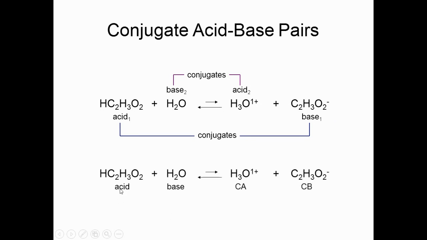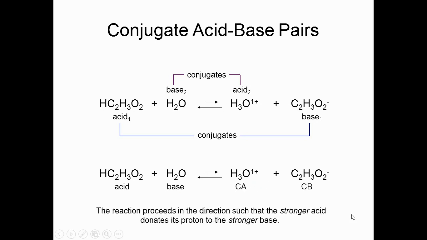So I've identified the acetic acid as my acid, and its conjugate base is the acetate ion. I've identified water as acting as a base in this example, and its conjugate acid is the hydronium ion. And as we mentioned, the reaction proceeds in the direction where the stronger acid donates its proton to the stronger base. Okay, that's what's going to happen in each case.